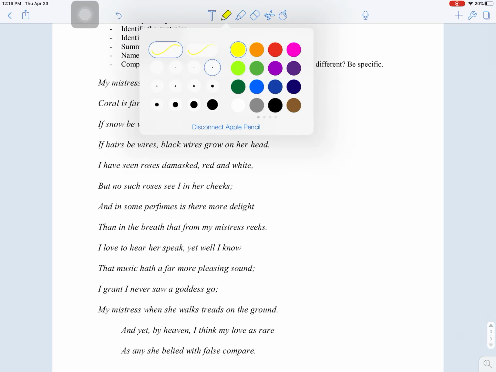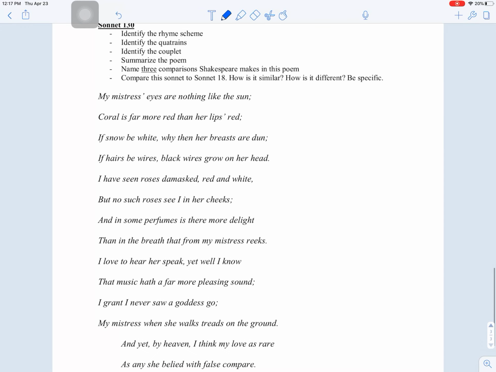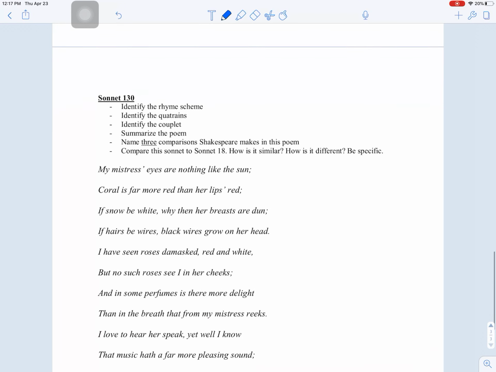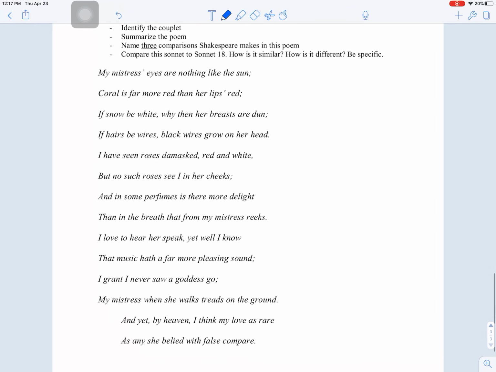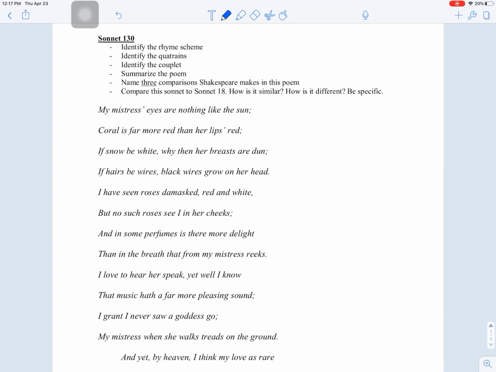Okay, so you are going to break this poem down just like we did before. Okay, identify the quatrains, identify the rhyme scheme, identify the couplet, and then just like we annotated at the top, go ahead and write what you think is going on in this poem, right? Summarize the different pieces, what is happening, and then most importantly, identify 3 different comparisons Shakespeare is making in this poem. How does Sonnet 130 compare to Sonnet 18?